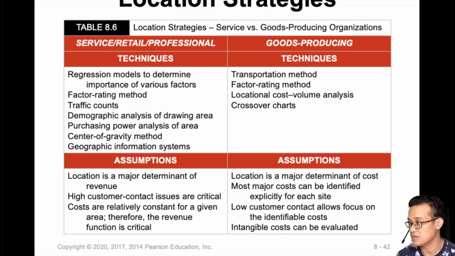The assumptions for service are that location is a major determinant of revenue, and higher customer contact issues are critical. Costs are relatively constant for a given area, and therefore the revenue function is much more critical. While the assumption for goods producing is that location is the major determinant of cost, and the major costs can be identified explicitly for each different site. Low customer contact allows focus on the identifiable causes, and intangible causes can also be evaluated.